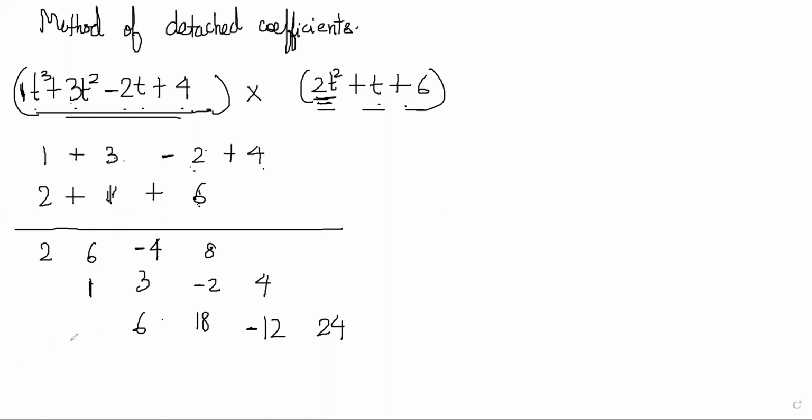So now, what have I done? Basically, I multiplied 2 into 1, 2 into 3, 2 into minus 2, 2 into 4, then 1 into 1, 1 into 3, 1 into minus 2, 1 into 4, and I have shifted the things one step to the right, right? And then just add vertically, okay?